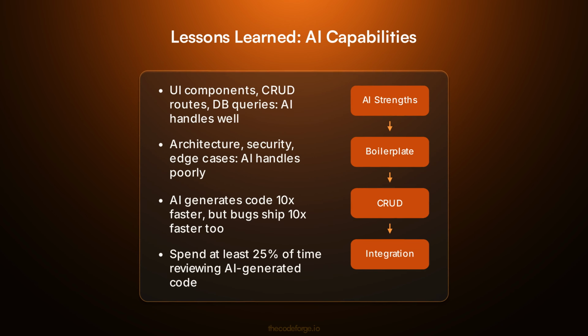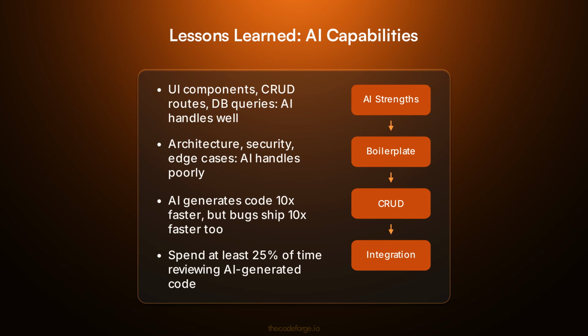AI excels at generating boilerplate, UI components, CRUD operations, and integration code. But it struggles with architecture decisions, security review, edge case handling, and performance optimization. The human's value shifts from writing code to reviewing and verifying AI output. This breakdown shows that out of 29 hours of coding, AI generated about 70% of the code.